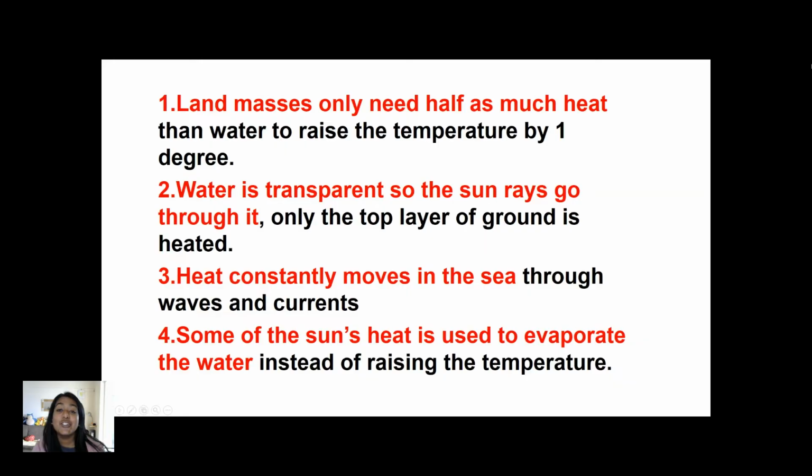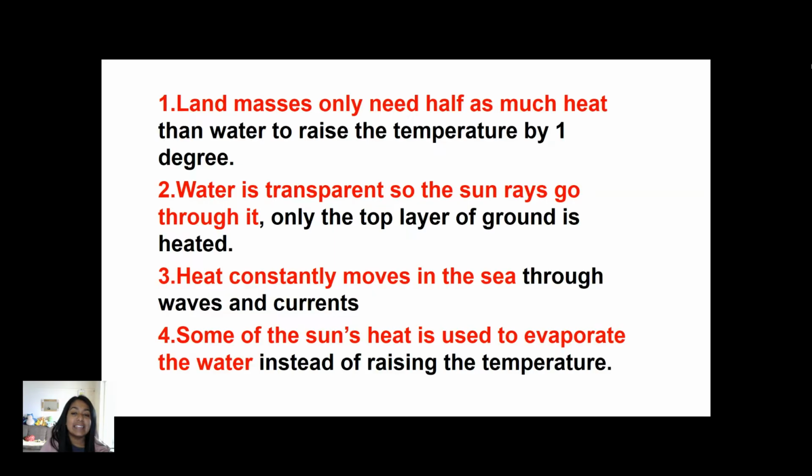The second factor is distance from the sea. So we know that most places in the world are either next to the beach, so on the coast, or inland, so surrounded by more land. And we're going to be talking about 4 reasons why coastal areas tend to be cooler than inland areas. There are actually 4 reasons.